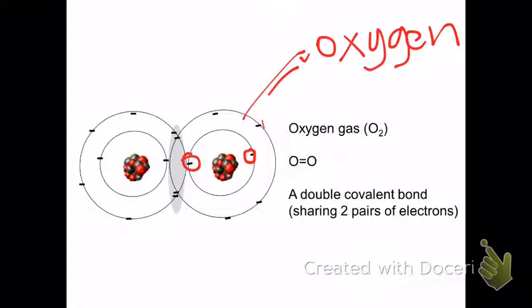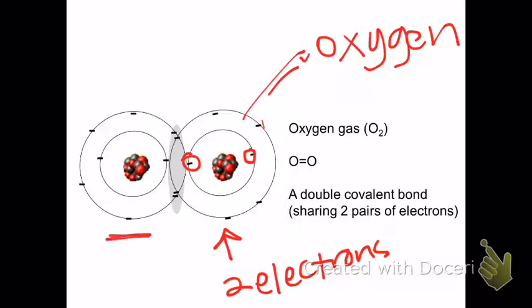Everybody wants to have 8 on the outside. So if you think about just this one, it wants 2 more. To be happy, it would need 2 more electrons. So what it does is it binds with this other oxygen who also needs 2 more electrons, and they share. So I'll let you hold one of mine and you let me hold one of yours. We'll share 2 of them, and then we'll both have 8.